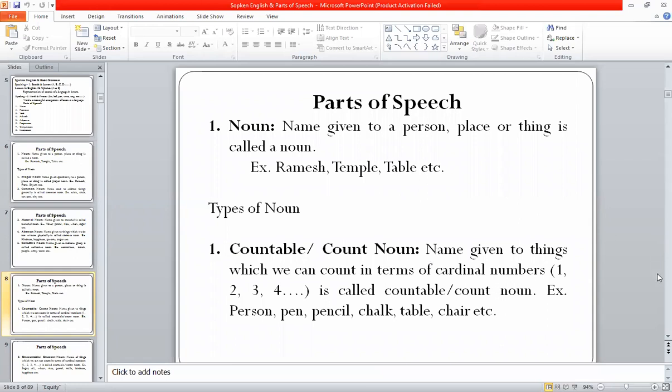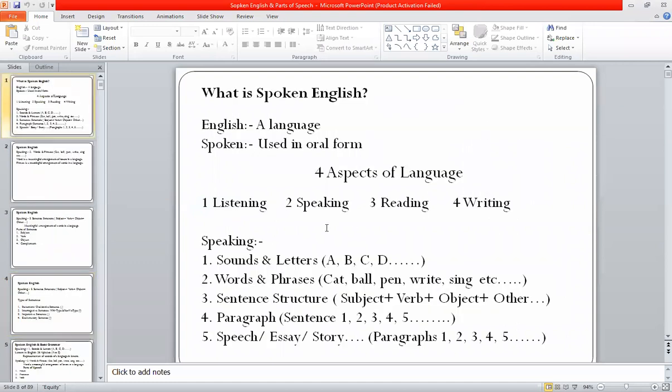So we were discussing language. In the last 2 to 3 lectures, we have discussed the importance of language. So let's start with the actual syllabus and the actual basic grammar related to spoken English. Okay, so let's first see what spoken English is. The language we use in the spoken form is called spoken English.